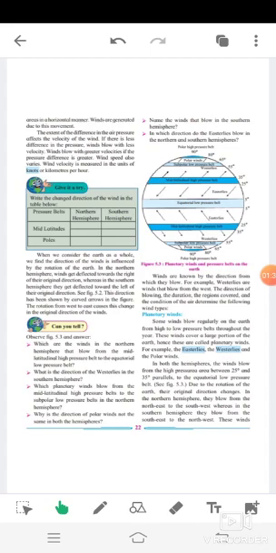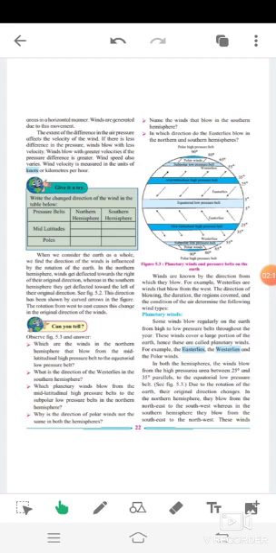Air moves in a horizontal manner, and winds are generated due to this movement. The extent of the difference in the air pressure affects the velocity of the wind. If there is less difference in the pressure, winds blow with less velocity. Winds blow with greater velocity if the pressure difference is greater. Wind velocity is measured in the units of knots or kilometers per hour.